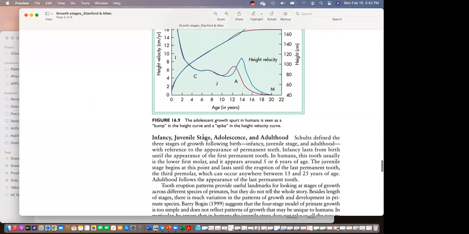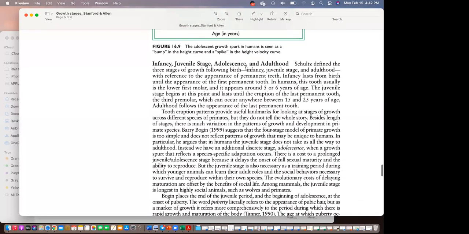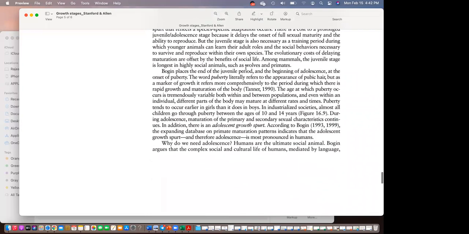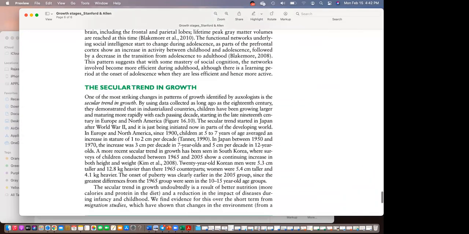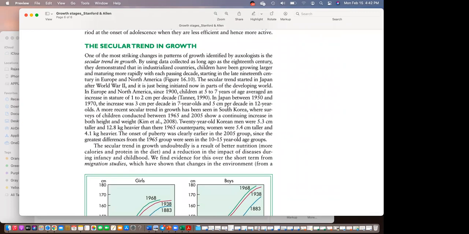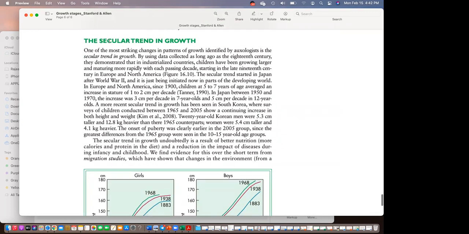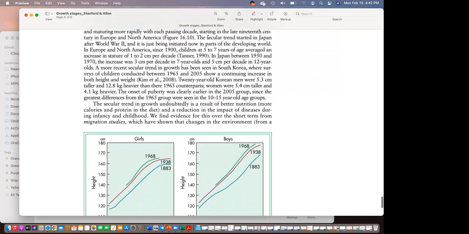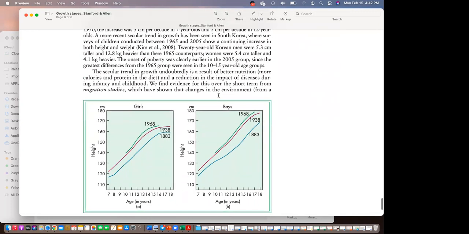Okay, right. Otherwise, we talked about these components already: growth spurts, infancy, juvenile, adolescence, and adulthood. This is for the growth stages that you can read. Second thing, I'm not sure if you have heard about this, the secular trend in growth. You can notice that there is a secular trend in growth, meaning that over a period of time, in this graph, age in years, we're looking at girls here, and age in years on the right hand side, we're looking at boys, and how height is changing.